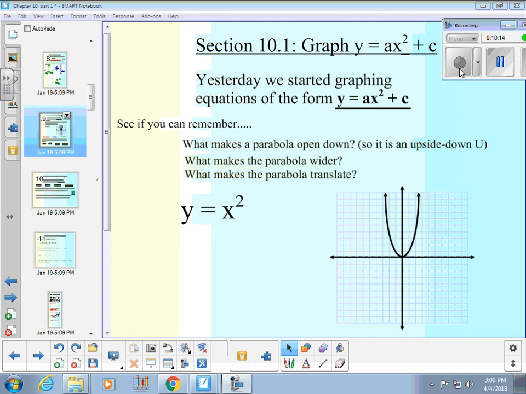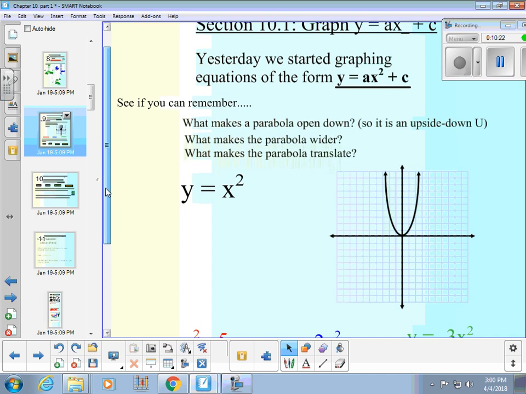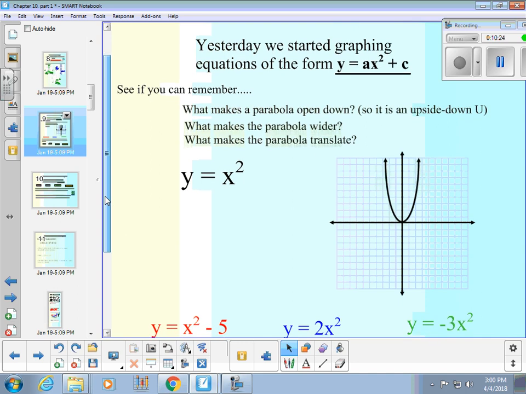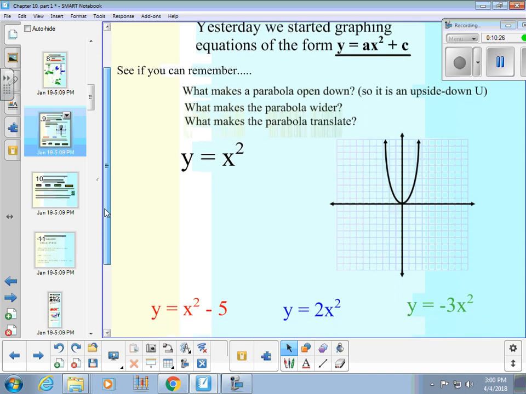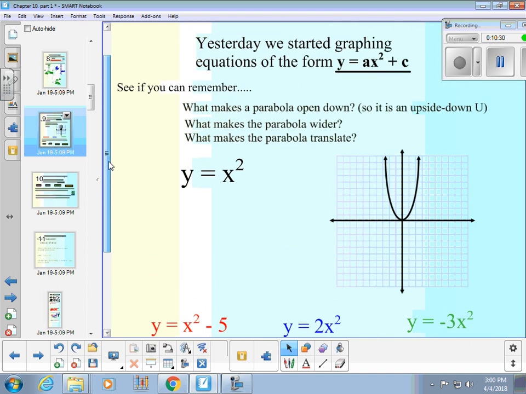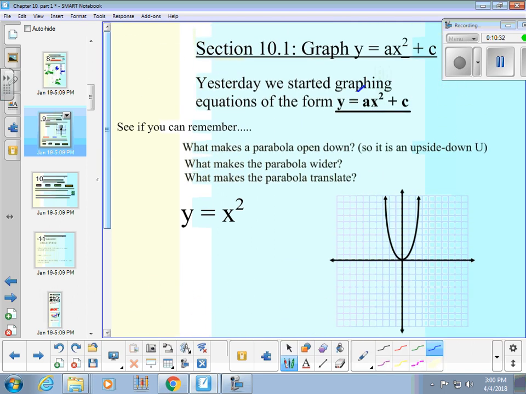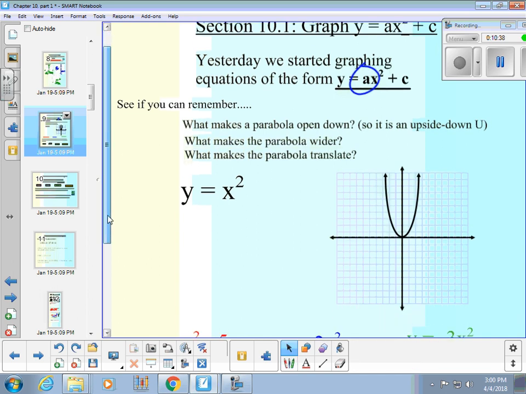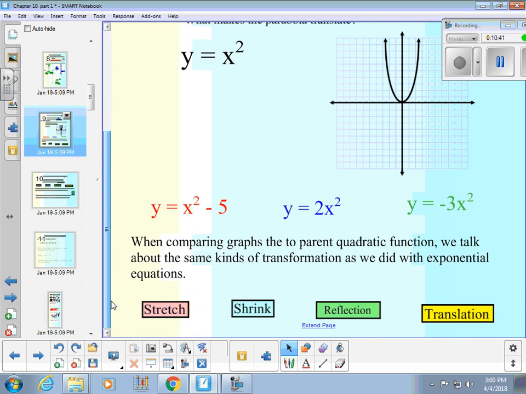So in that previous page, we already started talking about this and used Desmos to talk about it, so I won't spend as much time on this slide, at least not on the top part here. It says what makes a parabola wider or translate or face upside down. We showed that on Desmos, the different numbers that do that. It's the value of A here. If it's greater than 1, it's a stretch. If it's between 0 and 1, it's a shrink. If it's negative, it's a reflection. Or C can be what makes it translate.